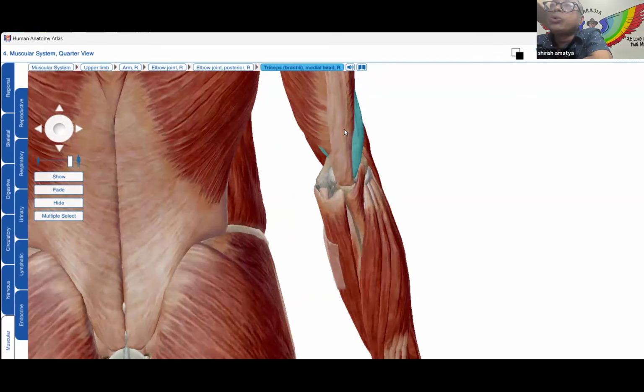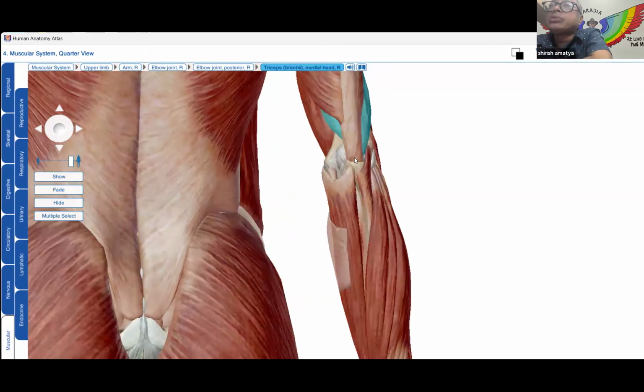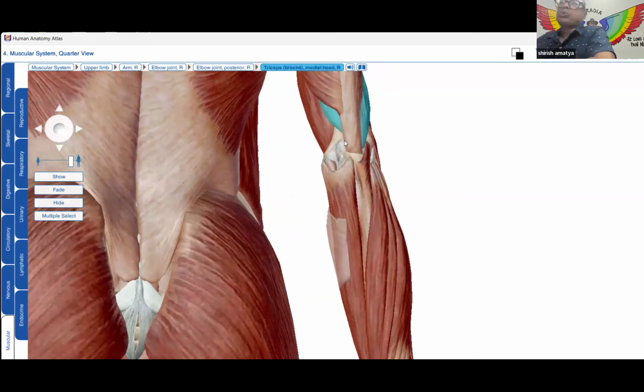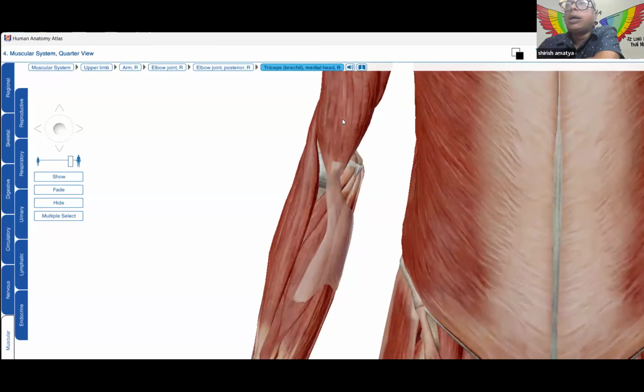And in the superficial layer, there are three structures basically. In the medial side, there is a long head. At the lateral side, there is a lateral head. Both of these merge with the central tendon. And finally, the medial head will also merge with the central tendon and gets attached to the superior surface of the olecranon process. So this is basically the various musculature around the elbow joint.